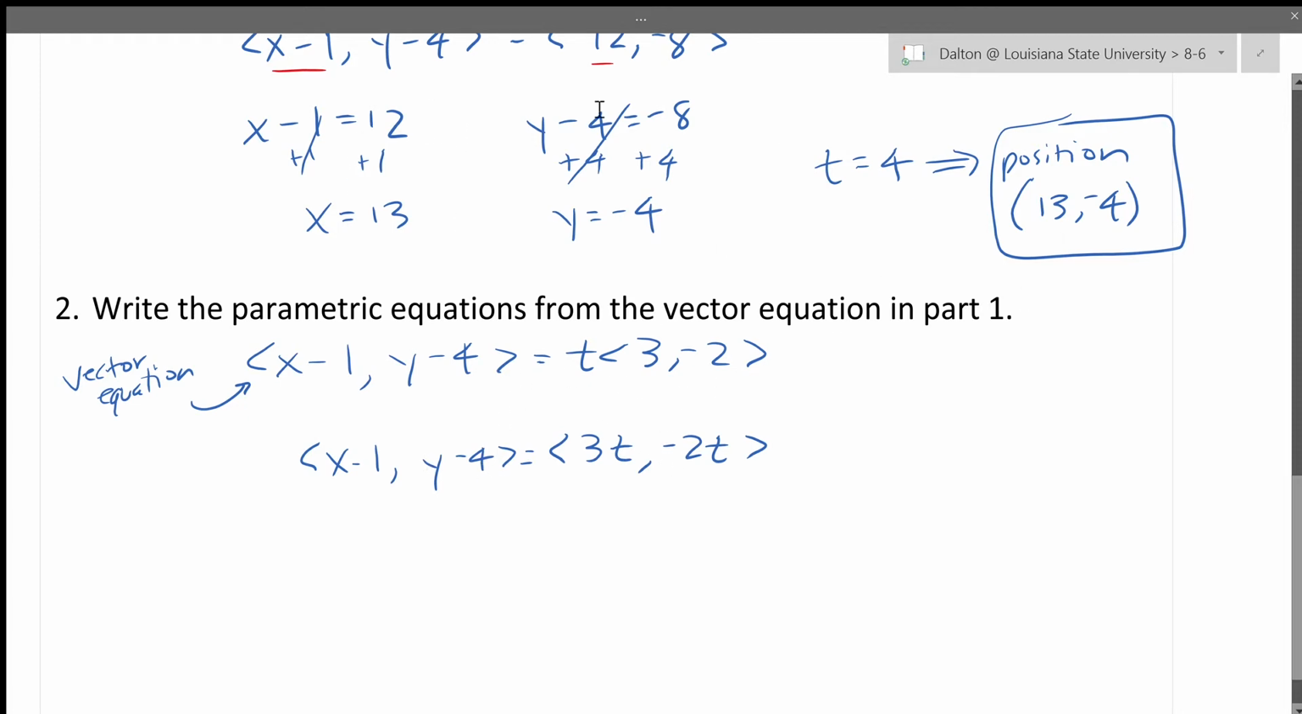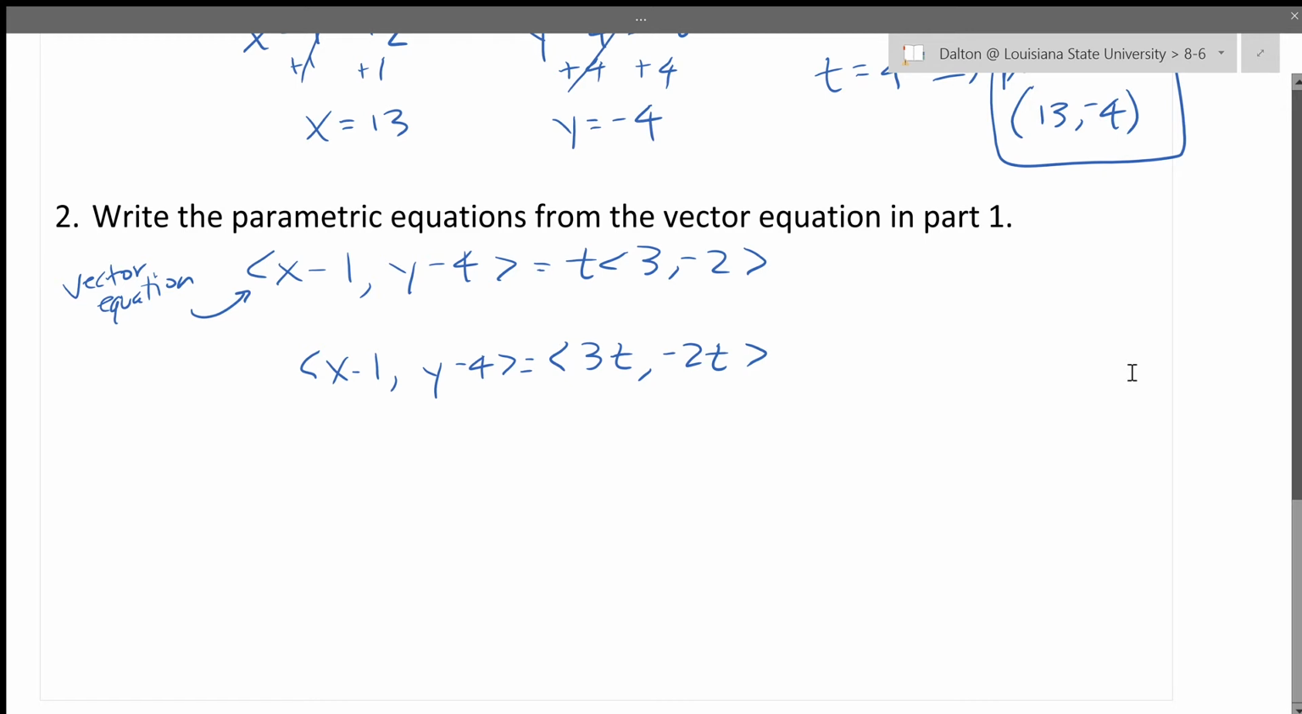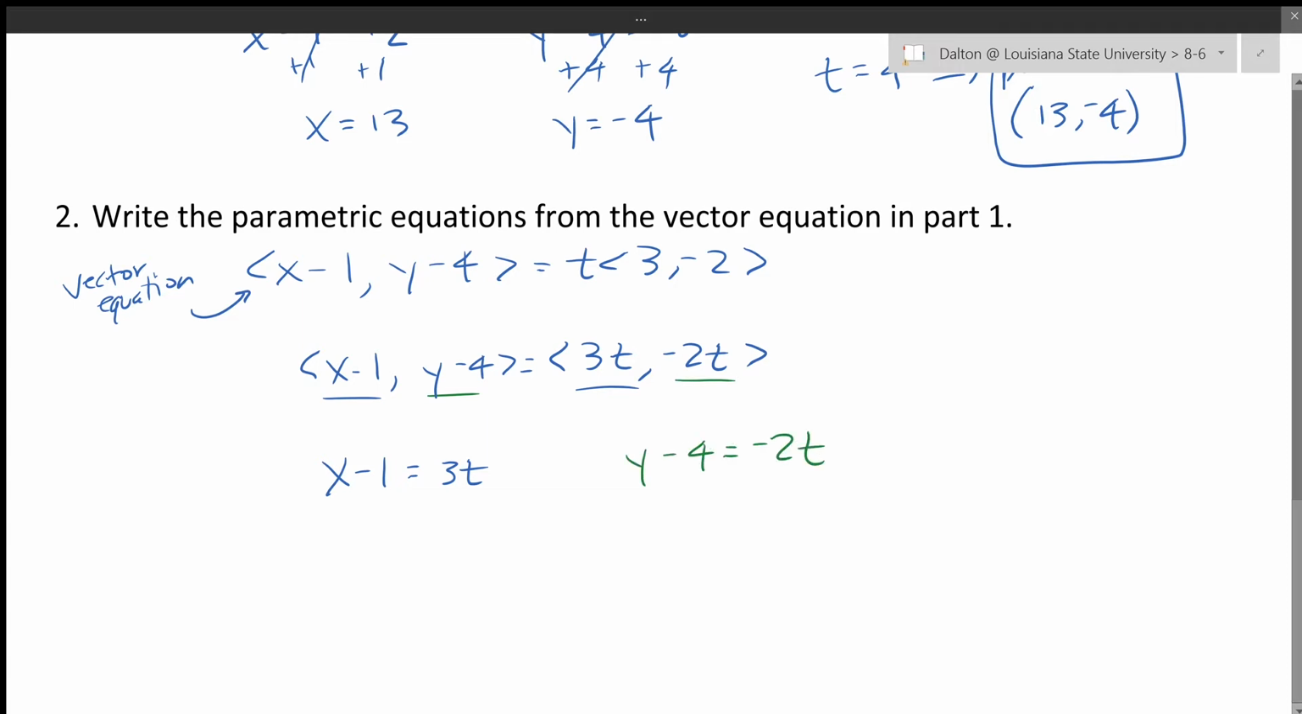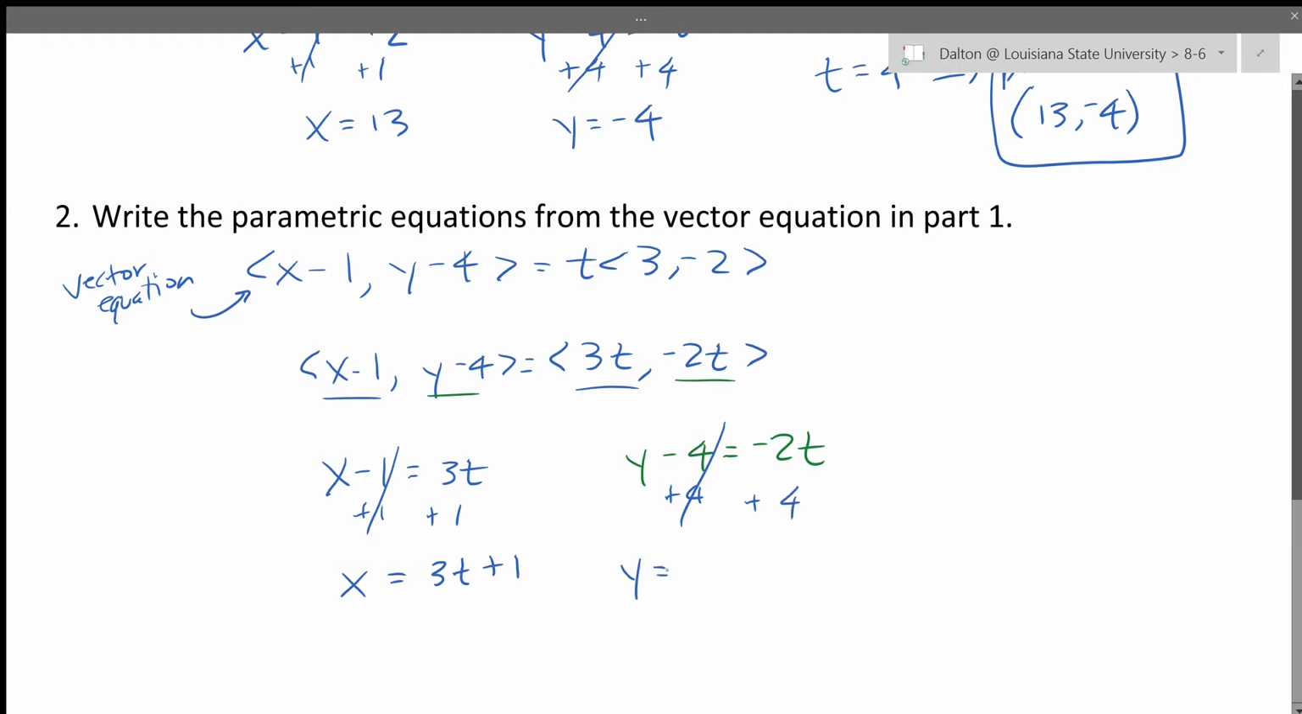So then just like we did up here to solve for a particular position at a particular time, we're going to set the x values equal to each other. So x minus 1 equals 3t. And then we're going to set the y values equal to each other. Y minus 4 is equal to negative 2t. And then if we add 1 to both sides on this one, we get the equation x equals 3t plus 1. And then if we add 4 to this equation, we get y equals negative 2t plus 4.